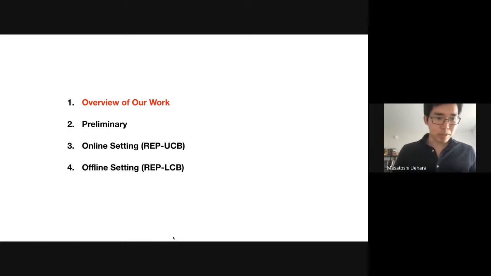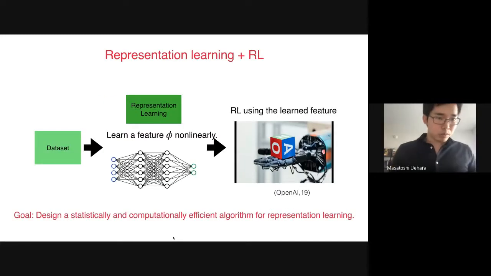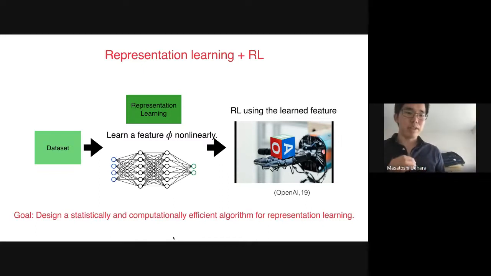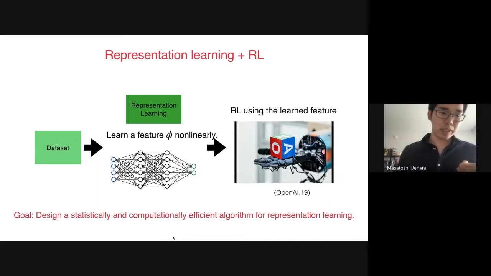First, I'm going to give you the overview of our work. Our work is about representation learning and reinforcement learning. And as you know, representation learning is very important in reinforcement learning. The standard procedure in RL is, for example, we have a data set and we perform representation learning, that is learning a feature phi in a nonlinear manner, for example, using neural networks. And then after getting that feature, we solve some downstream tasks, right?